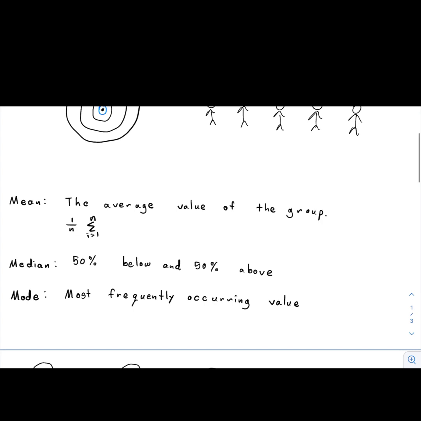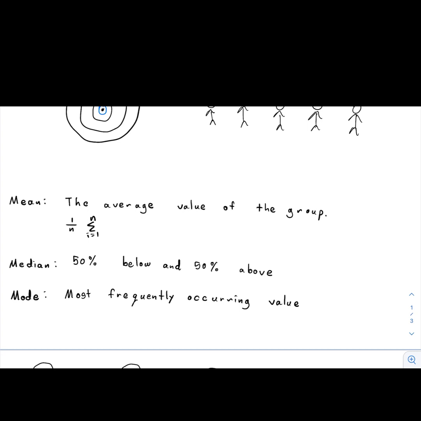Our three measures of central tendency are the mean, or the average value calculated by adding the values together and dividing by the number of numbers, as demonstrated here. This is the arithmetic mean. Other ways of calculating the mean exist, but we will not be touching upon them, and they're far less applicable, let's put it that way. Second is our median. This is the value such that 50% of your data is below this point and 50% of the data is above it. And third, we have mode, which is our most frequently occurring value.